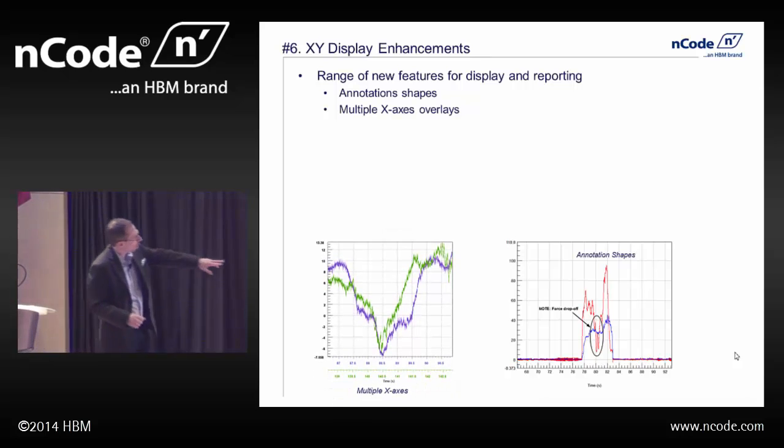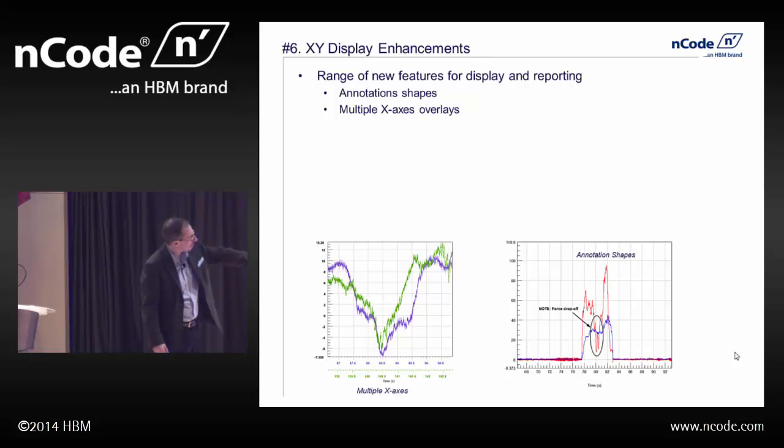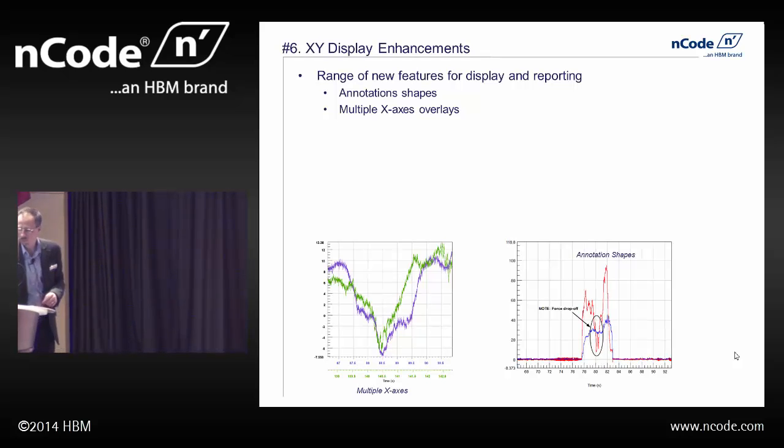What's the nice thing about the way we've implemented that in the XY display is that those annotation shapes and labels actually lock onto the data. So as you zoom in or zoom out, the labels stick with the data. They're not fixed on the screen. They're actually locked onto the data itself. So that makes it more usable for showing people what's going on.